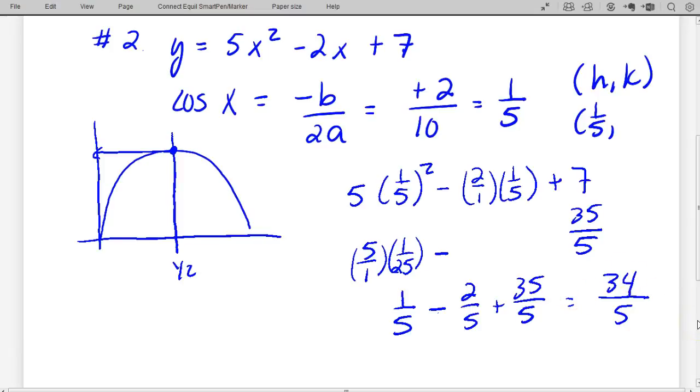So our, I'm going to move back up to the top and put our vertex as (1/5, 34/5). And the line of symmetry obviously is this x equals 1/5 right here. And that's our line of symmetry. Okay. Again, if you want to remember any of this, write it down in your notes because you can use those for the real test.